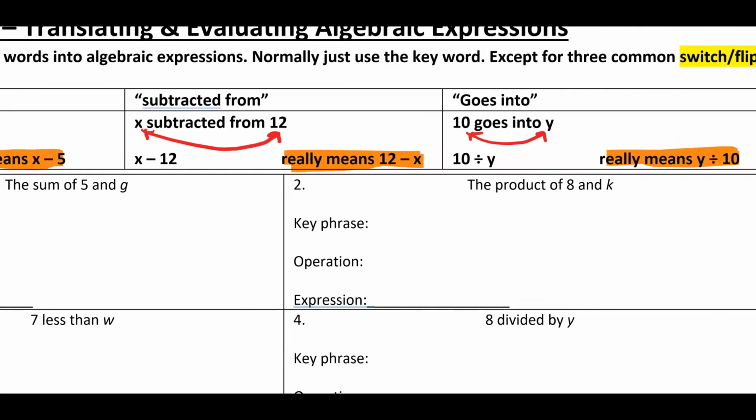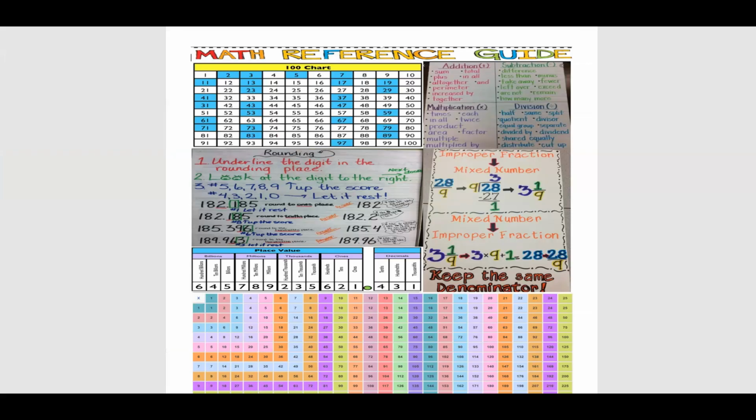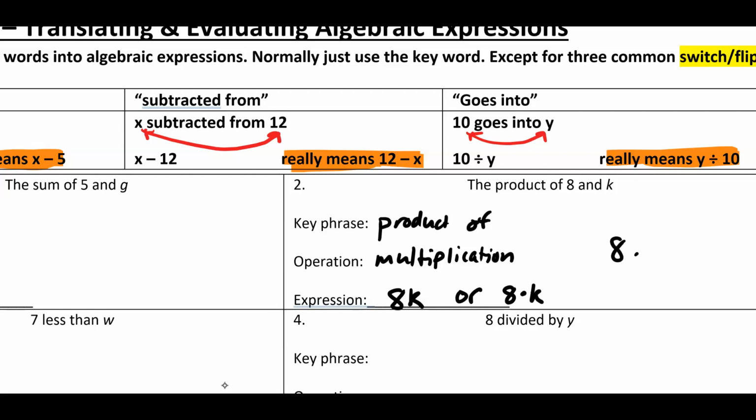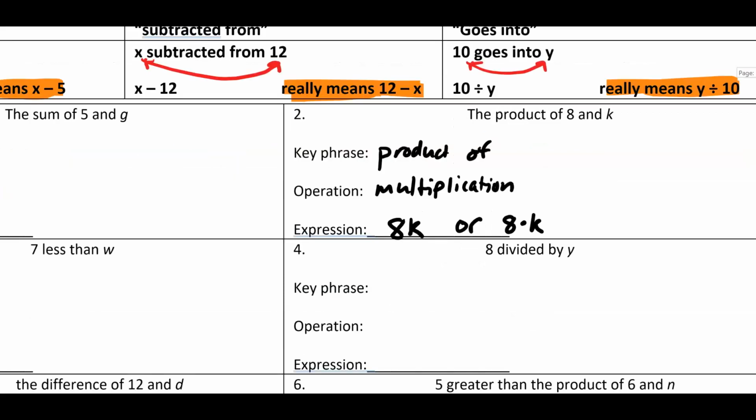The product of 8 and k. So again, go over to my chart. I'm looking for product. Up there it is, multiplication. So product of is the key phrase, and the operation is multiplication. There's a whole bunch of different ways to write this. One way you need to get used to is writing the coefficient right next to the variable, 8k. That does mean multiplication. Or you could write 8 dot k. Notice I'm not going to do 8 times k because then that times sign kind of looks like a variable x. So you're going to rarely see that anymore in math, especially in algebra.